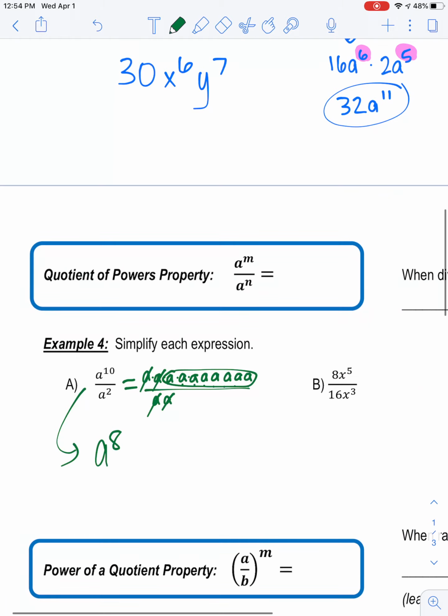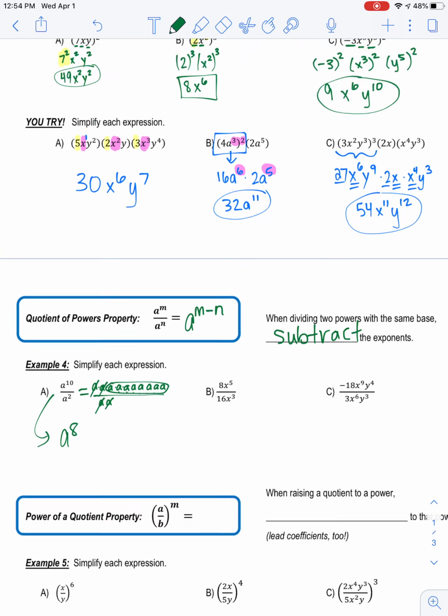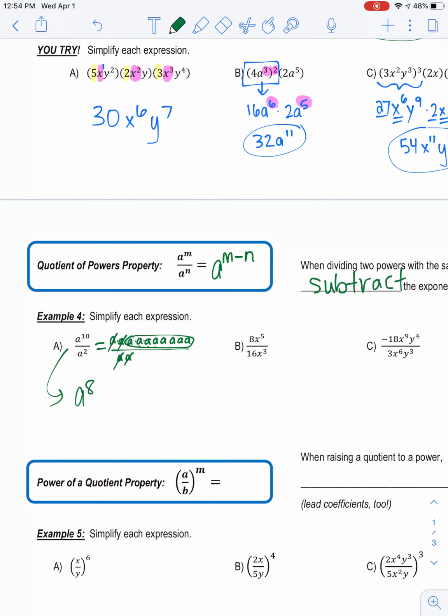So now when I'm dividing 2 powers with the same base, I subtract the exponents. So in words, when dividing 2 powers with the same base, I can fill in the blank: subtract the exponents. And then in the box there, you should fill in a raised to the m minus n. So I don't need to do this work every time because now I know when I see a 10 and a 2 there, I just subtract to get 8.